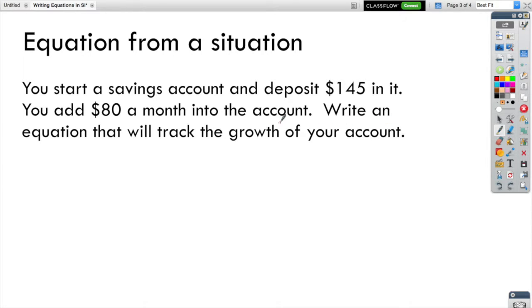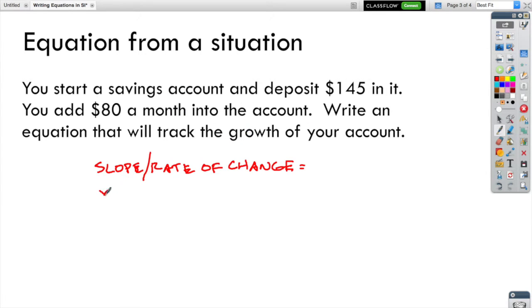So what we want to do is write an equation that will track the growth of your account. This is a lot different from our last example where we were looking at the graph. But if you think about it, we're still looking for the same two things. We're looking for the slope, or in this case, I think it's better to think of it as the other way we've seen it termed, which is the rate of change. So rate of change is the same as slope. The slope is more the visual interpretation of it. Rate of change fits more with this problem.